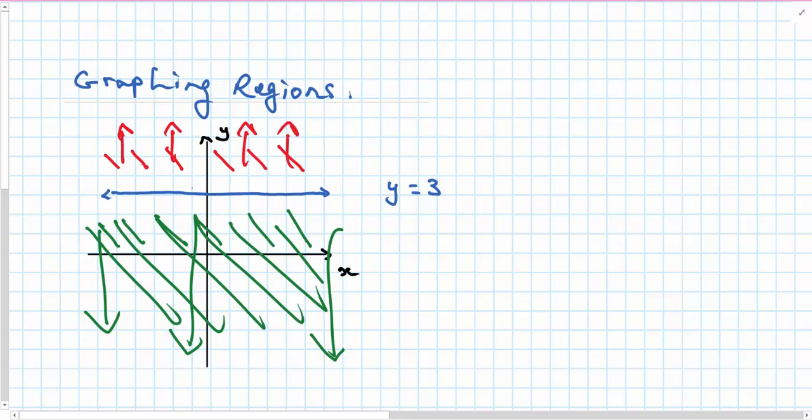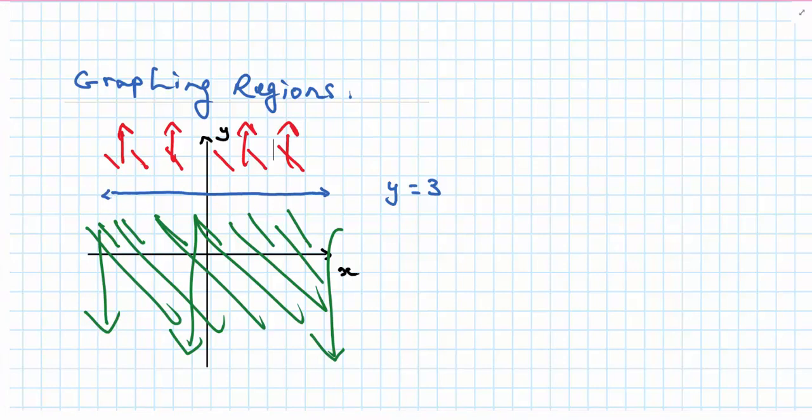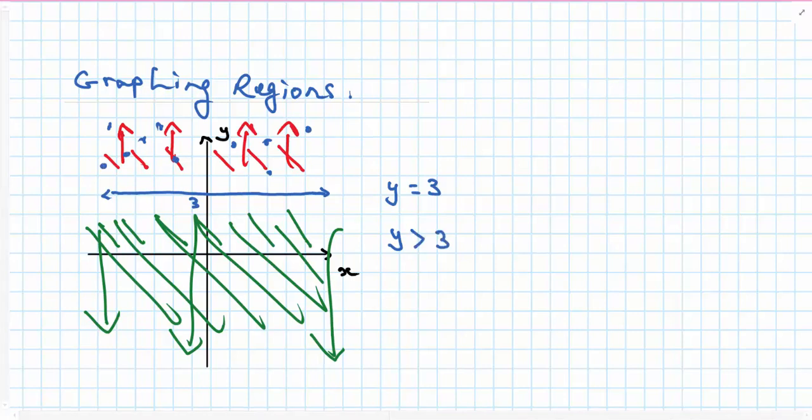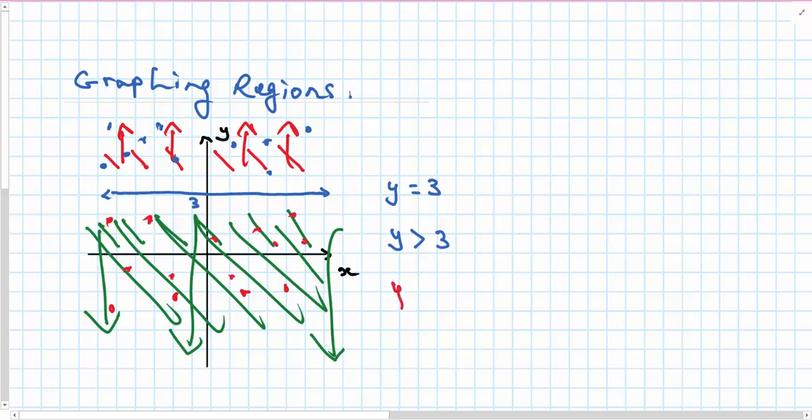Well, above the line, any point above the line, doesn't matter where it is, all y values for these points are greater than 3. Below the line, doesn't matter where I put my point, all these points have y values less than 3. So this was for below, and this was for above.